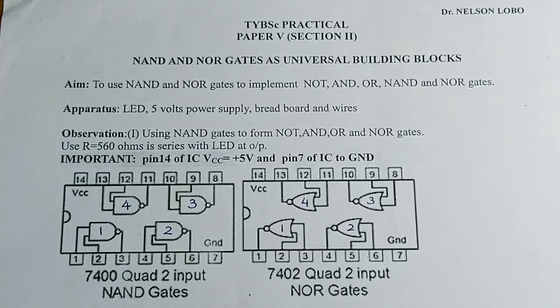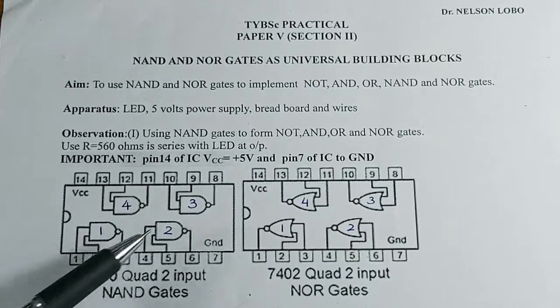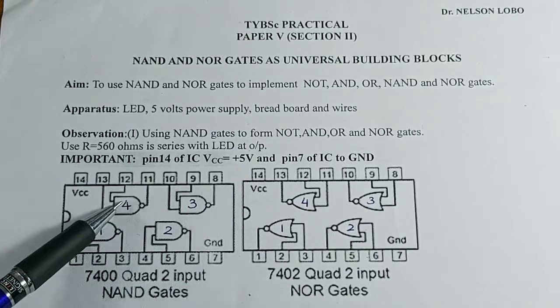7400 is the NAND gate. There are two inputs, 1 and 2, for the first gate. Pin number 3 is the output. For the next gate, 4 and 5 are the inputs, 6 is the output, and so on. So I have labeled them as gate 1, gate 2, gate 3 and gate 4.